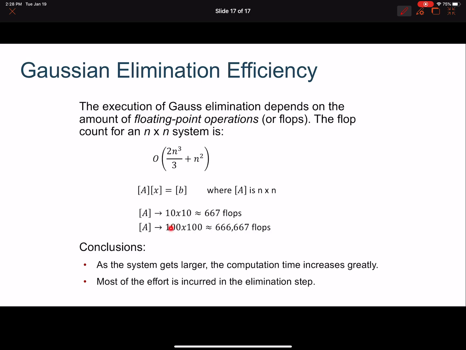If you instead solve a system for 100 unknowns and 100 equations, right? You multiply the unknowns by 10 only. However, you have really increased massively the number of operations that you need to perform. So Gaussian elimination is not that cheap to compute. It's very fast on a regular computer for small systems, but as the systems get larger and larger, it tends to slow down quite a bit.